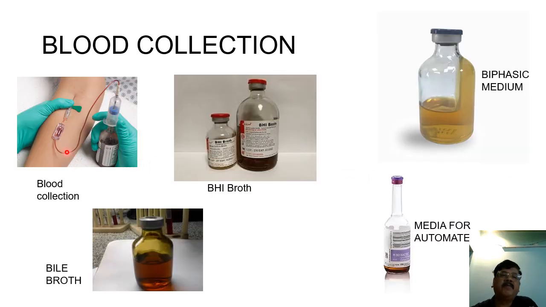Now these are the various photographs shown here. The blood collection procedure. So this is the vacuum which will automatically collect the blood sample. So this is the BHI broth, brain heart infusion broth. We can use bile broth also. So please remember, bile broth is used as an enrichment medium for blood culture, and there are also other enrichment medium for other samples. I will tell you in the next slide.